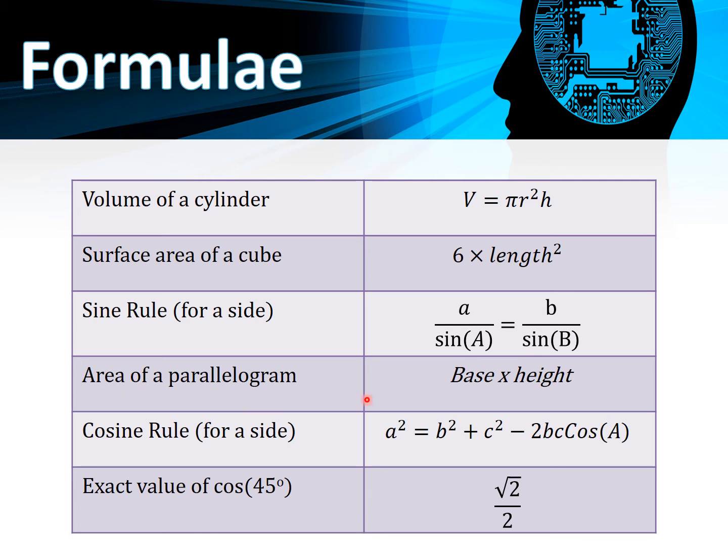Area of a parallelogram is simply base times height. Don't get this one mixed up with your trapezium. Cosine rule, a squared equals b squared plus c squared minus 2bc cos a, and the exact value of cos 45 is root 2 over 2.